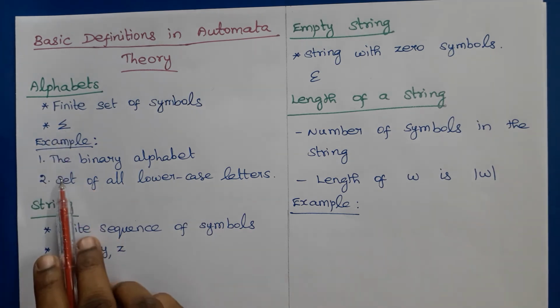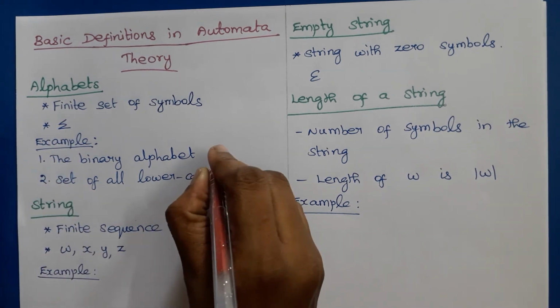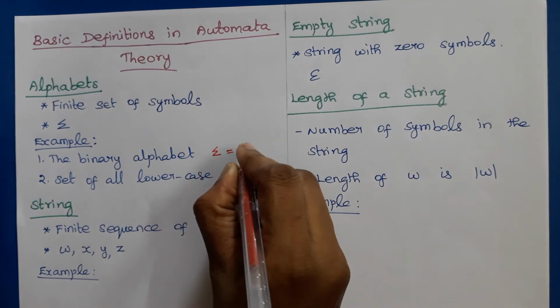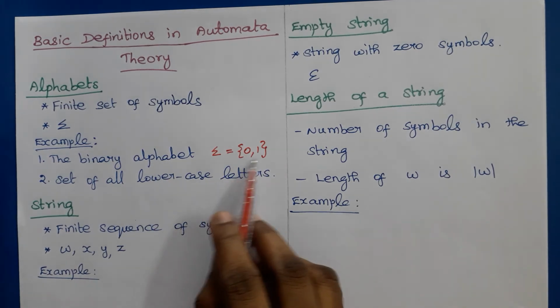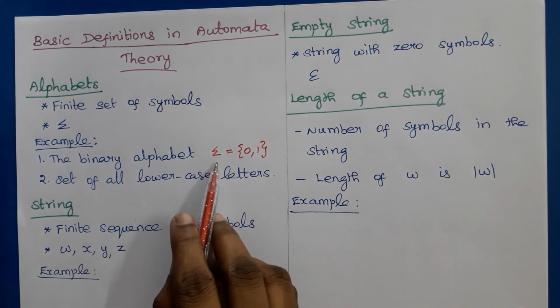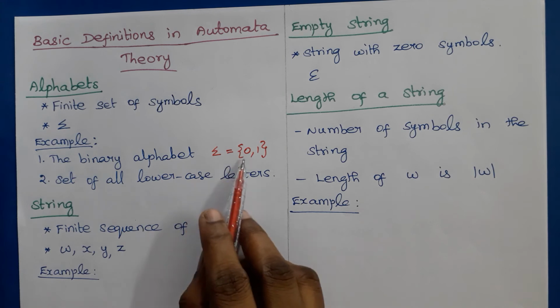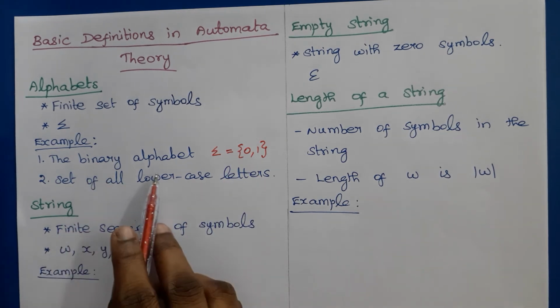The examples are: the binary alphabet can be written as sigma equals {0, 1}. Binary symbols are 0 and 1. So this can be represented by sigma. Sigma equals {0, 1} represents the binary alphabet.